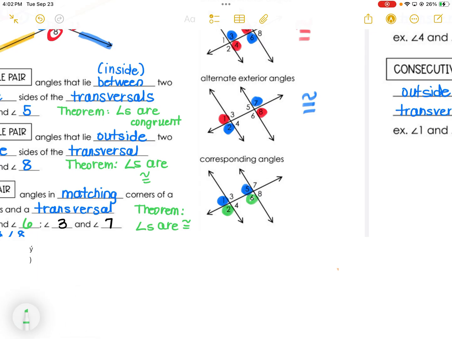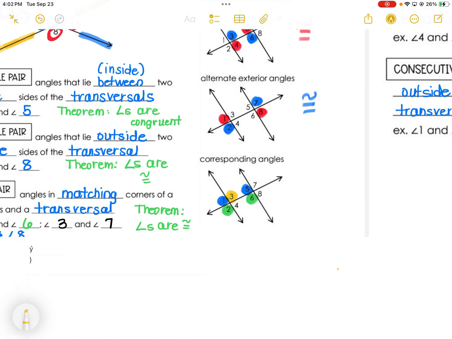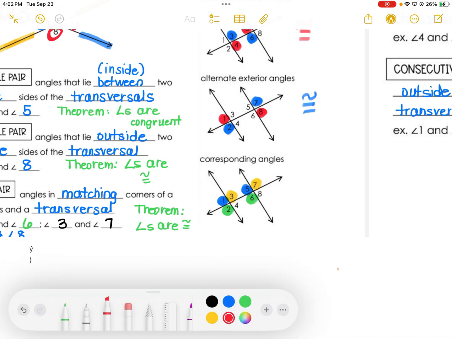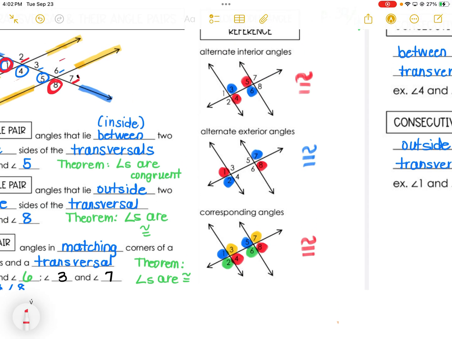2 and 6 would be the bottom left. Okay, so the matching corners, 2 and 6. Those would pair up. 3 and 7 will pair up. Those are corresponding. And then 4 and 6 are corresponding. And corresponding angles are also congruent. So all of those are congruent. The ones I have colored are congruent to their matching color angle.